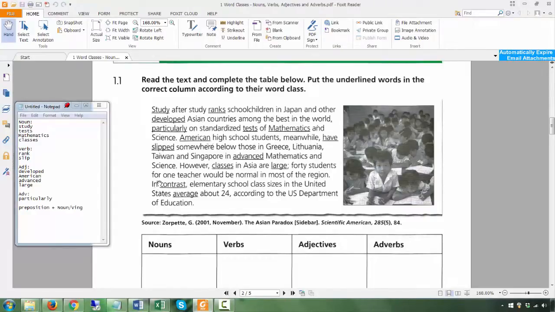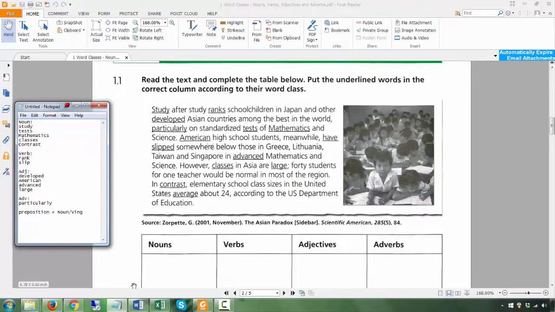Okay, in contrast, in is a preposition. After a preposition, what comes after a preposition? A noun, as I mentioned. Okay, so contrast is a noun anyway. The phrase comes together, in contrast. Okay, it's a prepositional phrase, in contrast. Elementary school class sizes. Okay, so this is your prepositional phrase, then this is your subject. This whole thing from elementary school class sizes in the United States, that is your subject, a long subject. That's why it's a noun phrase, a long noun phrase.